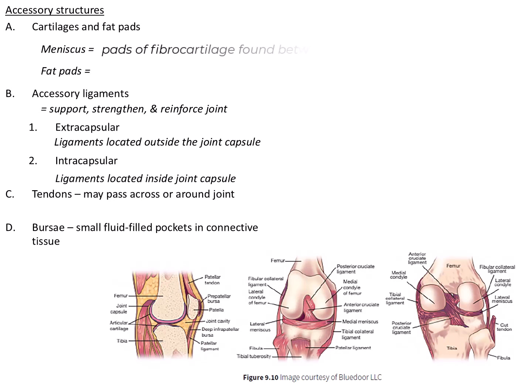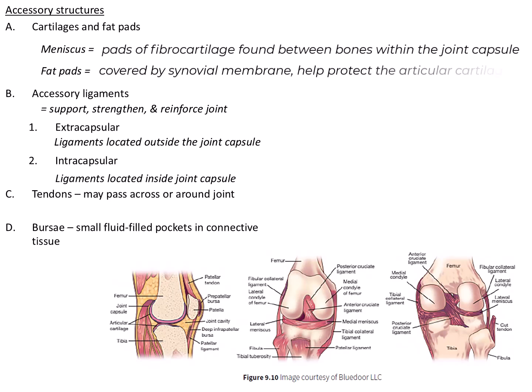Menisci are pads of fibrocartilage that are found between the bones within the joint capsule. This helps to subdivide the synovial cavity. They also channel the flow of synovial fluid and allow for variations in the shapes of the articulating bones so they can fit together more appropriately. Fat pads are covered by synovial membrane, and they can help protect the articular cartilages. They also act as packing material within the capsule.